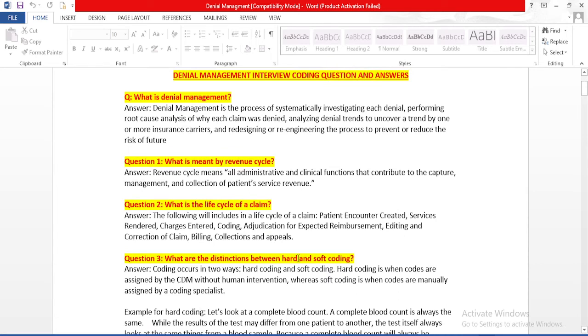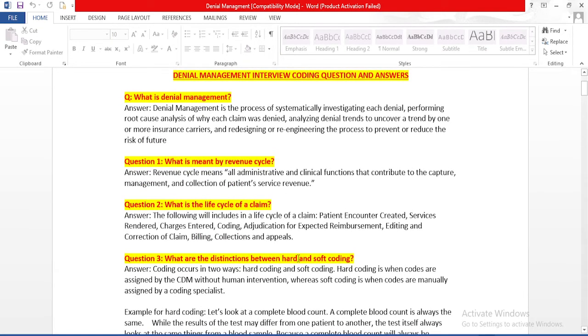As usual, when you are going to learn a new topic in coding, we need to know the definition of that process. In our session, we are going to learn denial management coding. So we need to know the meaning of denial management here. So what is denial management?